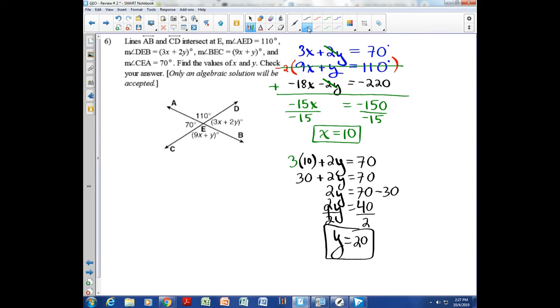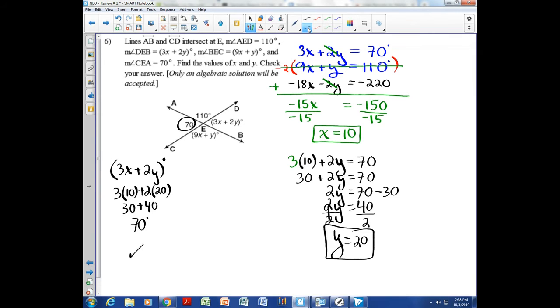Now, in this problem, it not only said to solve, but also to check your answers. So I'm going to take my 3x plus 2y, right here, and see if indeed that is equal to 70. Well, that means I'm going to take my 3 and multiply it by my x, which is 10. And I'm going to add it to 2 times my y, which is 20. 3 times 10 is 30, plus 2 times 20 is 40. And sure enough, that equals 70 degrees, like we have right there.